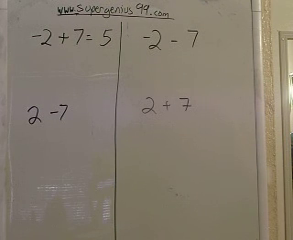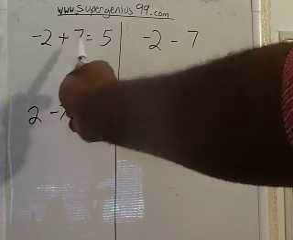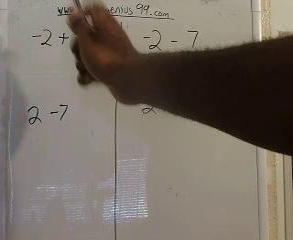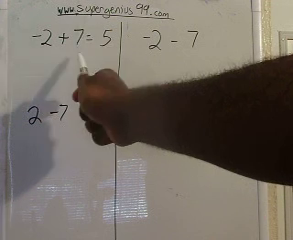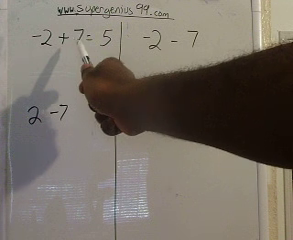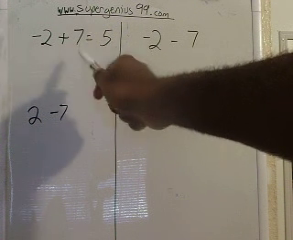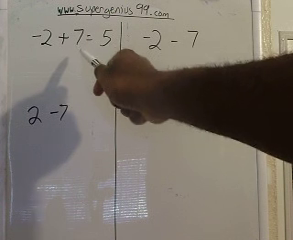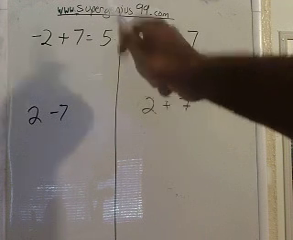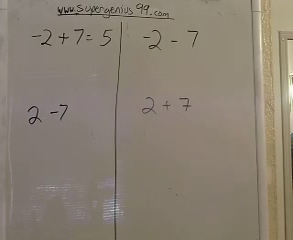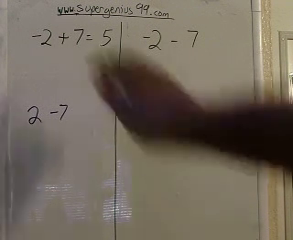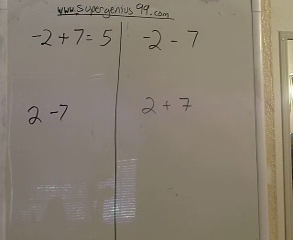Now, which one had the greater absolute value? Was it the -2 or the 7? It was the 7. Since the sign of the 7 is positive, your answer will be positive. This is only when we're adding or subtracting integers of different signs. Don't get this mixed up when you're multiplying and dividing. You've got different rules there.